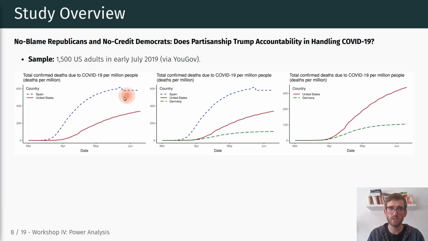Of course, by now, by the end of the year, this comparison looks much worse, but at least at that time, for the US, this was relatively favorable. We have a control condition that is basically a combination of the two. It shows the line for the United States, but combines Spain and Germany, and basically shows, okay, there were countries that were doing better, there were countries that were doing worse in late June, early July.